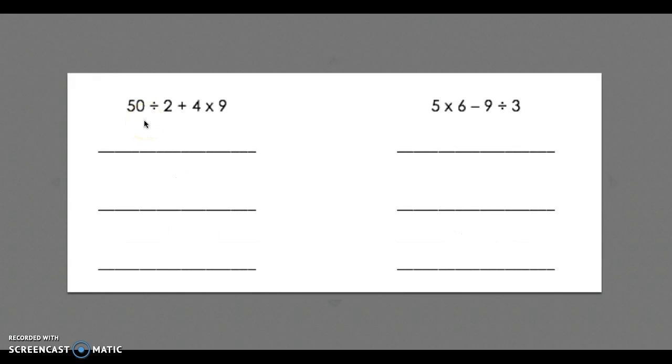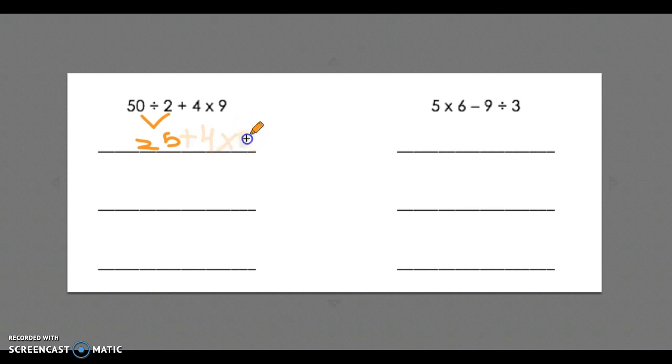Now these next few problems are slightly more challenging as I begin to add in multiplication and division. So when working with order of operations, I want to work left to right to solve any multiplication or division first. In this case here, division comes first in my problem, so I'm going to divide 50 divided by 2, which is 25. I'm going to bring down the rest of my problem, plus 4 times 9.